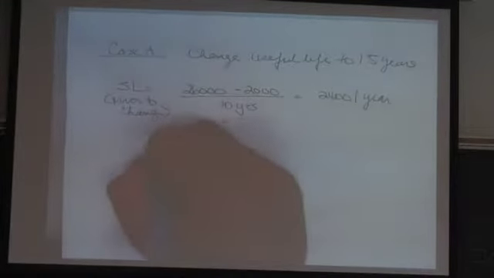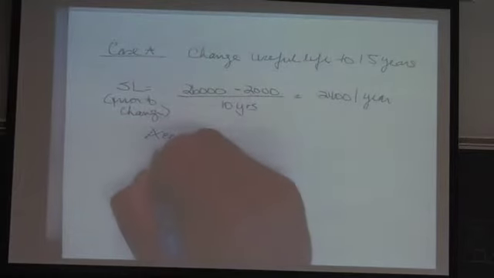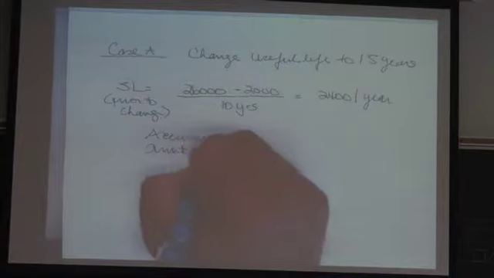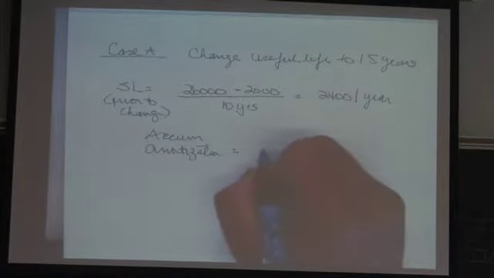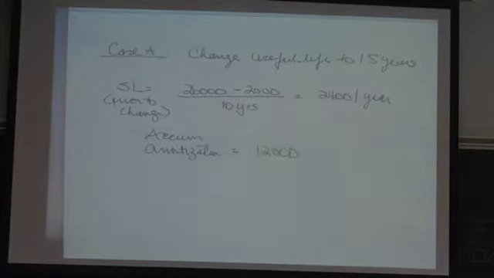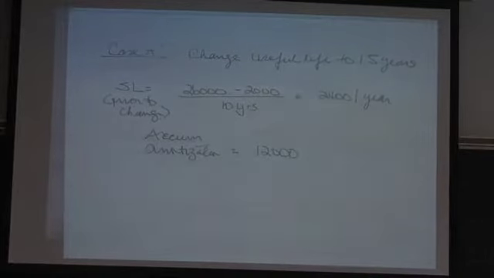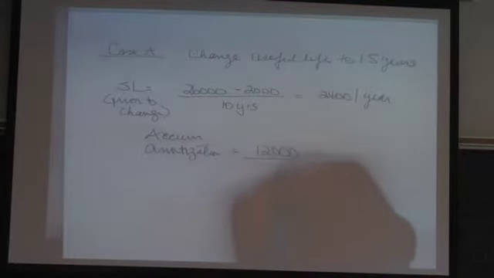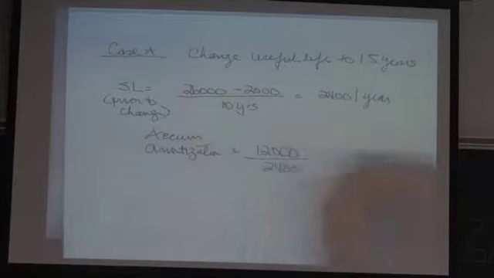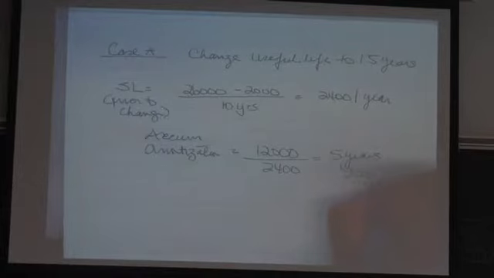Now, the cumulative amortization, it says in the question it was $12,000, which means that if I take $12,000 divided by 2,400, gives us 5 years. So this is the age of the asset.